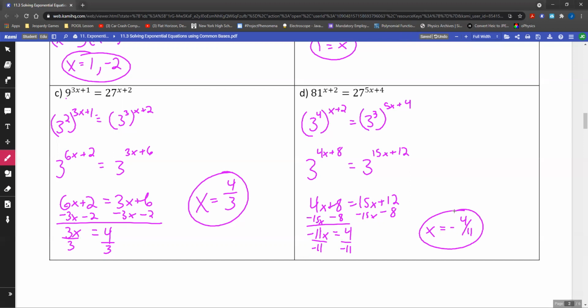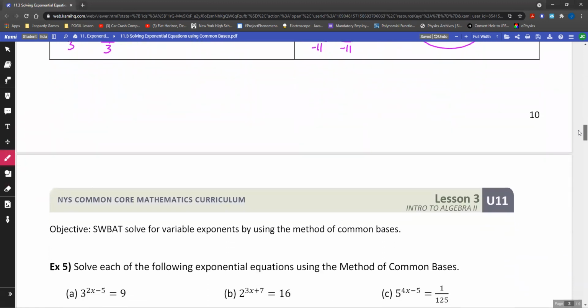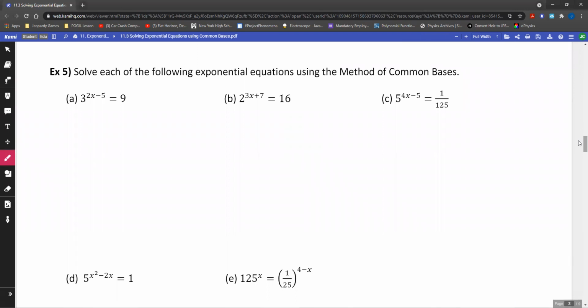So kind of a bit of a weird answer, but that's what you end up getting. All right. So continuing on to the other examples. So once again, other examples where we're doing pretty much the same thing.